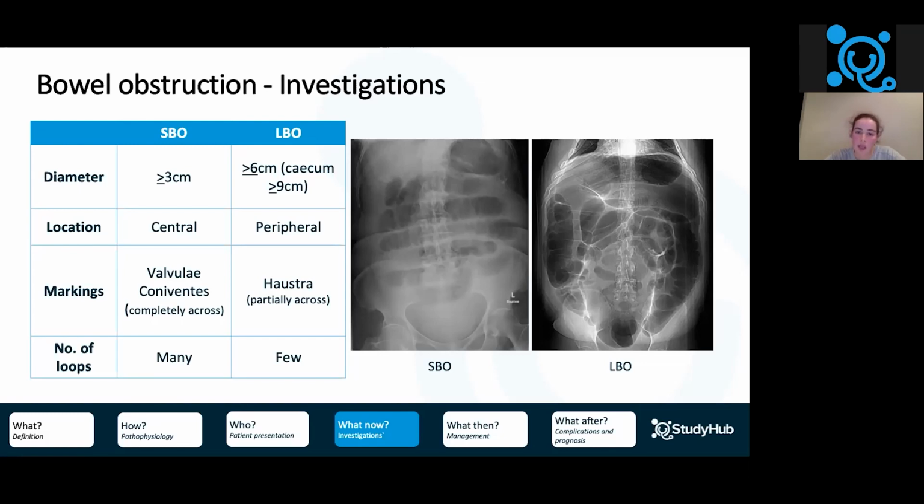The bowel loops, as you can see on the X-rays here, for small bowel obstruction tend to be centrally located, and there are many loops. And then for large bowel obstruction, the dilated loops tend to be more peripheral, and there are fewer of them. In terms of the markings, in small bowel obstruction you get these valvulae conniventes, which are where the lines go completely across the bowel. And in large bowel obstruction, you get haustra, which are lines that only partially cross the bowel.